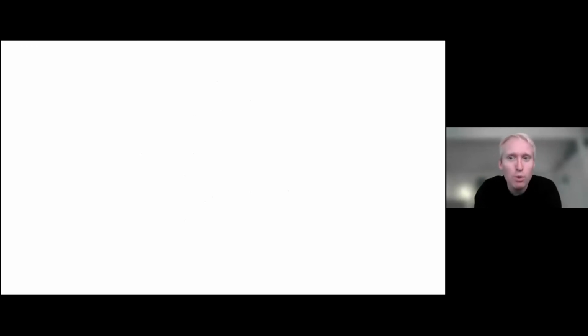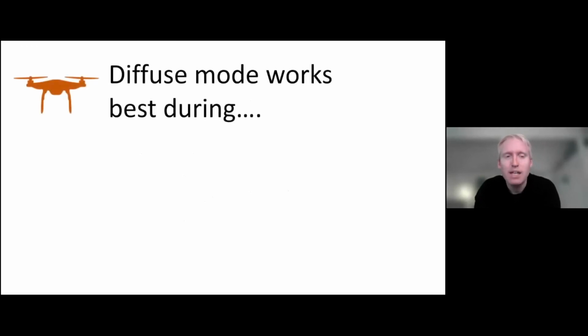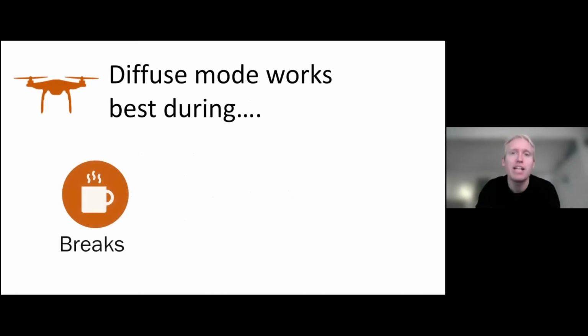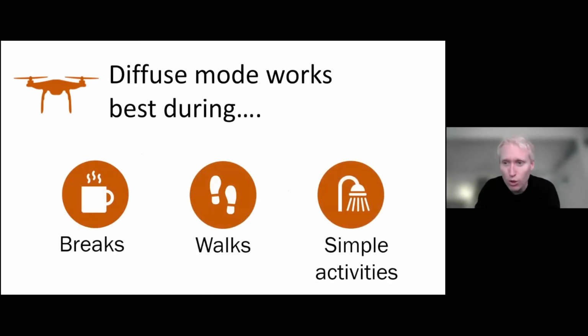In our book, we call this the diffuse mode, and this mode works best if you are not using your working memory actively, but instead take a break, go for a walk, or do some activity that you can do automatically without involving working memory. For example, taking a shower or brushing your teeth. And when my drone got stuck on top of the tree, that's what I did. I stopped focusing on it. I let my working memory rest, and then I just went on with my day.